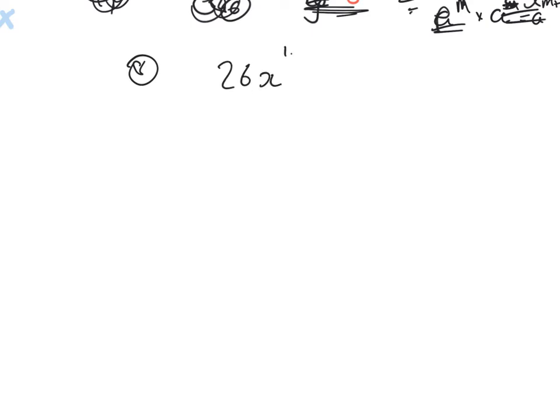26x to the 10 divided by 13x to the 15. Okay, 26 divided by 13 is 2. 10 take away 13. It's supposed to be 13. 10 take away 13 for the powers. 10 take away 13 is minus 3. Final answer 2x to the minus 3. Example 9.